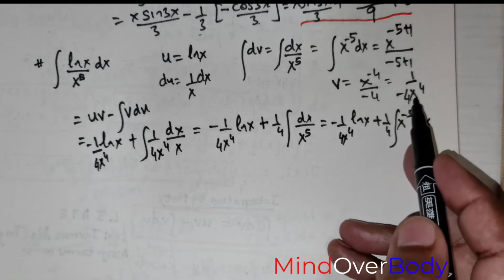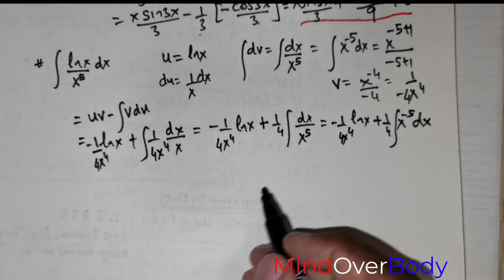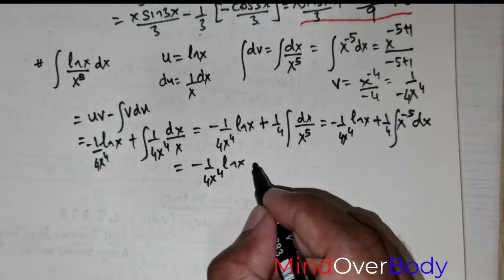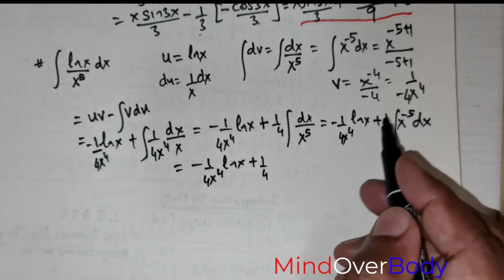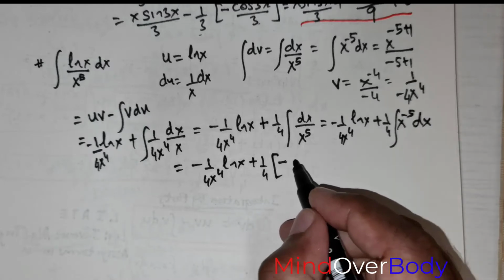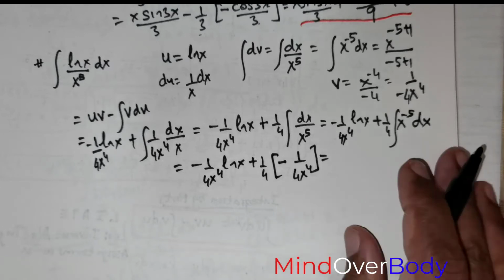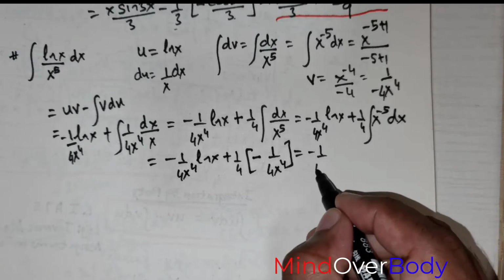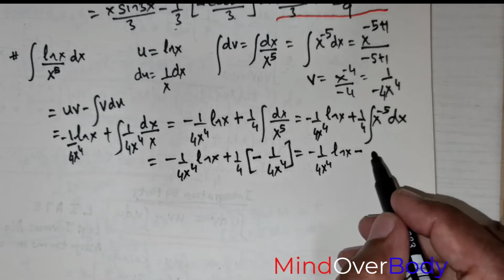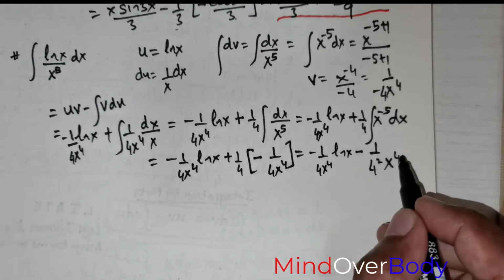So this is what we would obtain, because I have already got that integral here. So this is going to be negative 1 over 4 times x raised to the power of 4 ln x plus 1 over 4. Integrating this would give me this, so that's exactly what I'm going to substitute there. So it's going to be negative 1 over 4 times x raised to the power of 4 times ln x, negative 1 over 4 into 4 is 16, but I will write it as 4 squared times x raised to the power of 4.